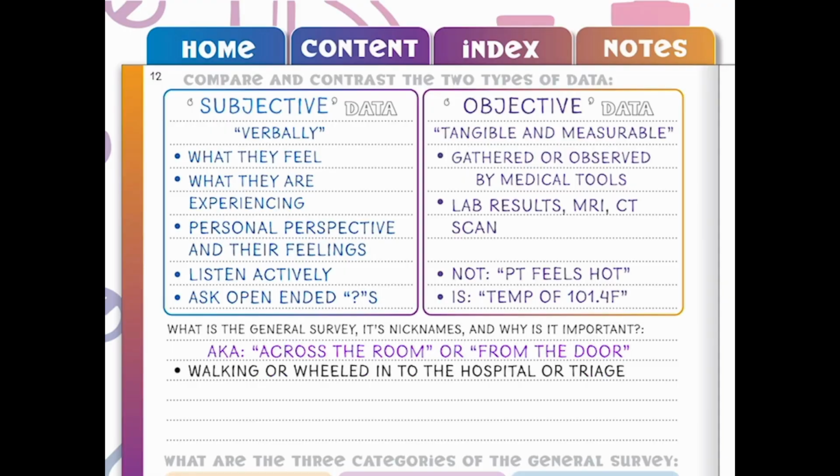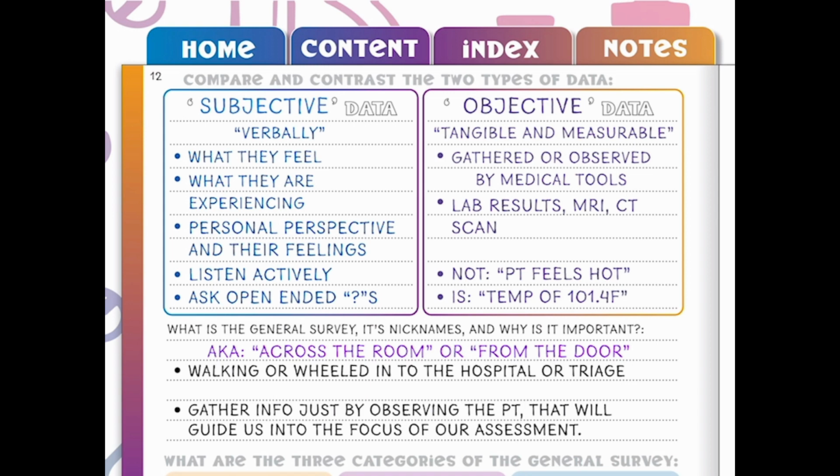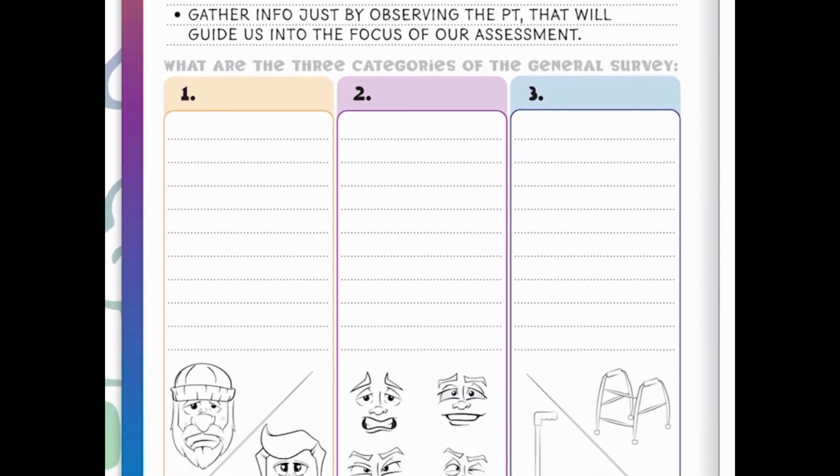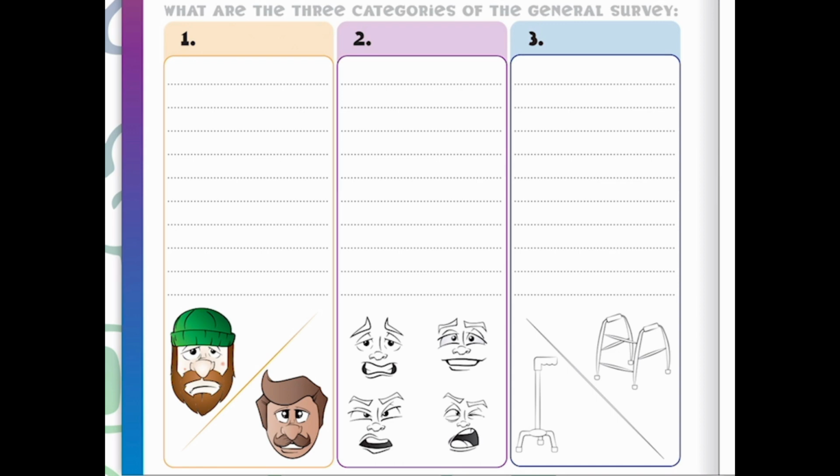We can gather so much more information by looking at them as a whole. This general survey can be done when they're being walked or wheeled into the hospital, or potentially they're coming to triage. We can gather information just by observing them, and that's going to kind of guide us into what the focus of our assessment should be. By focus, we mean where are those problem areas? If they're complaining about that stomach pain, we can go ahead and focus there. But we don't want to not follow our systematic approach, and we're going to continue getting into this. So what are our 3 categories of this general survey, this across the room assessment?